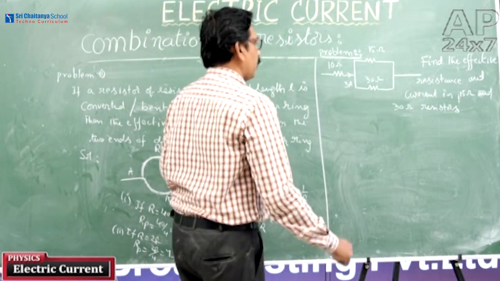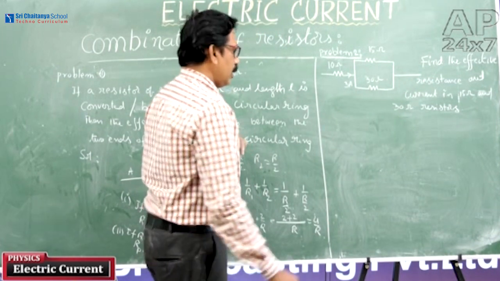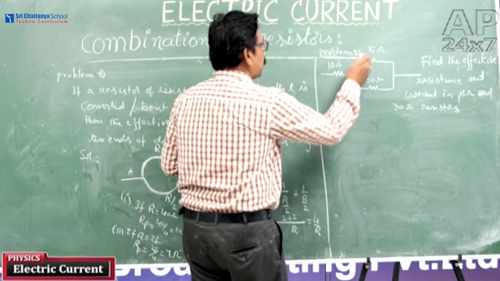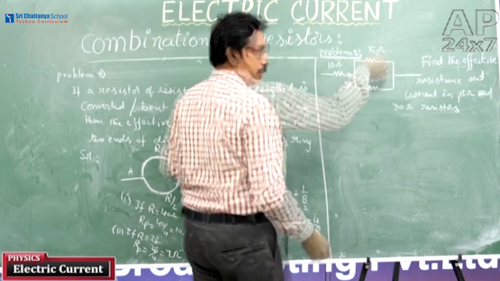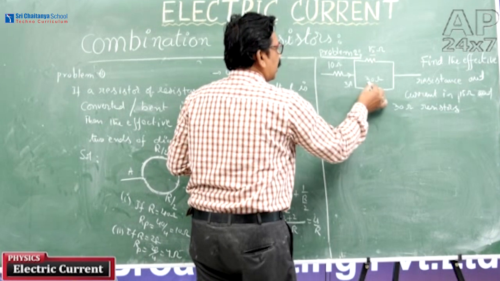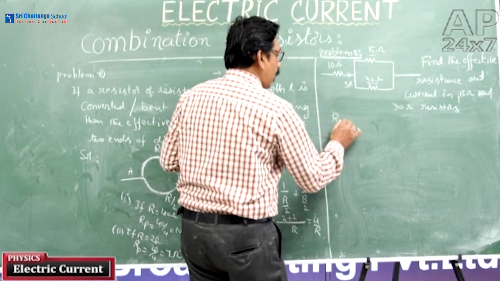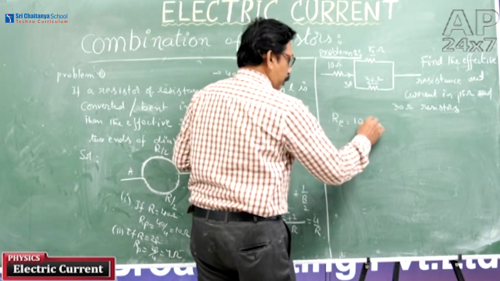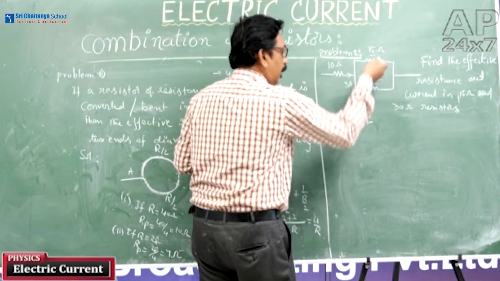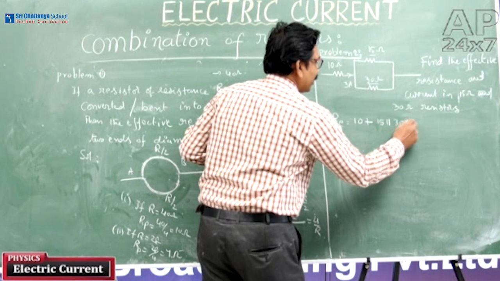In this case, first of all, they asked us to find the effective resistance. To find effective resistance, first of all, you have to identify which are in series and which are in parallel. Clearly you can say that 15 and 30 are in parallel. So you write that mathematically. So R effective is equal to 10 plus the parallel combination, 15 is parallel with 30.